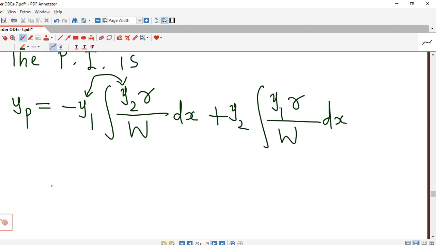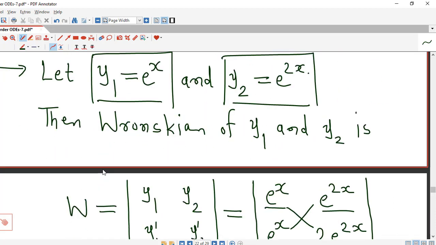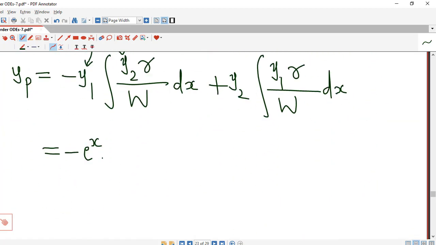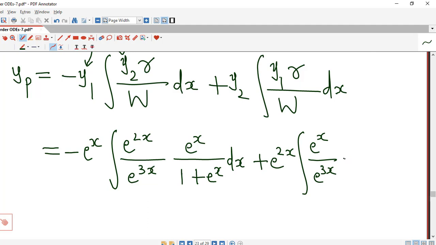So now we just put the values of all these quantities and we try to find the integral. y1 is e raised to x, y2 is e raised to 2x, Wronskian is e raised to 3x, and R of x is e raised to x over 1 plus e raised to x. Now y2 is e raised to 2x, y1 is e raised to x, Wronskian is e raised to 3x, and right hand side is e raised to x over 1 plus e raised to x, integration with respect to x.